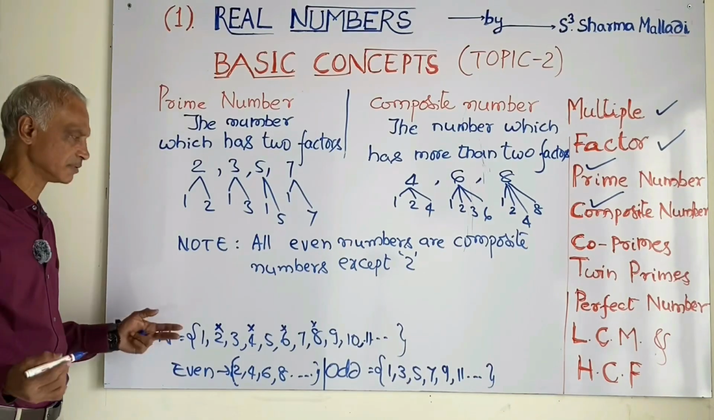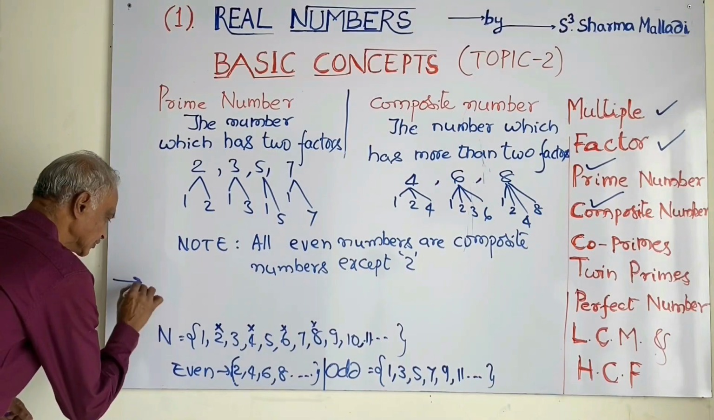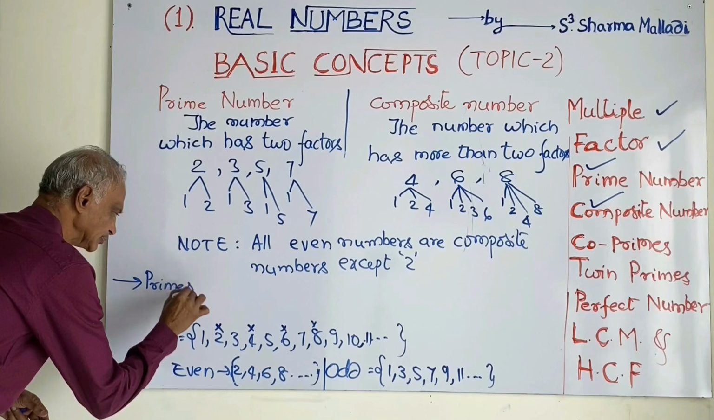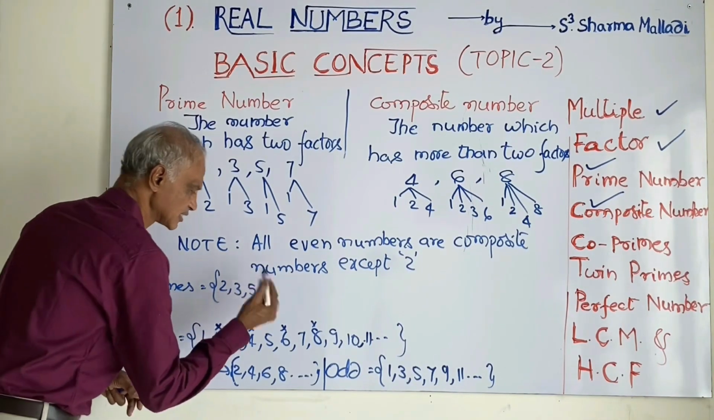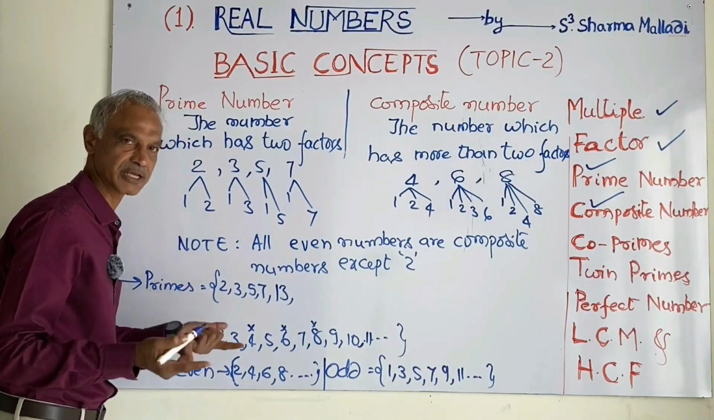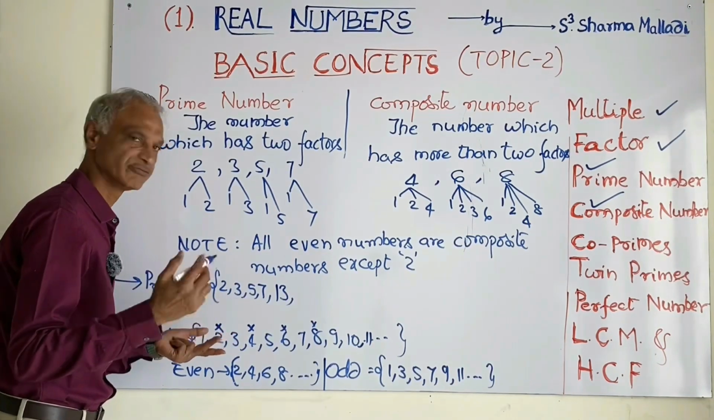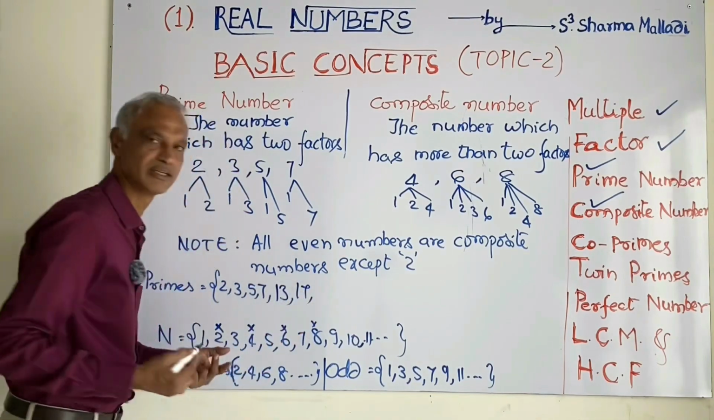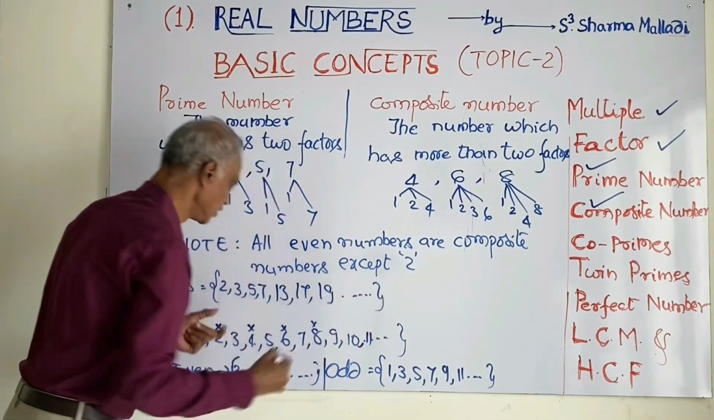We will write the prime numbers. I will write the prime numbers. 2, 3, 5, 7, 13. 13 is a prime number. 14, 15. 14 is not a prime number. It is having more than 2 factors. 15 is also having more than 2 factors. 15, 16, 17. 17 is a prime number. 18, 19. 19 is a prime number. Like this, these are the prime numbers.